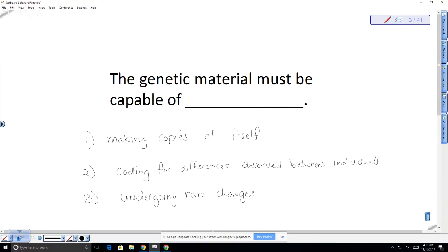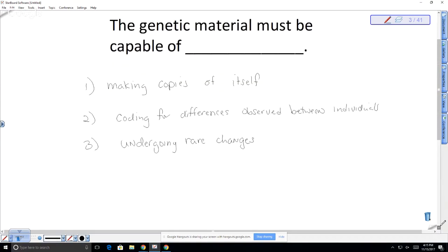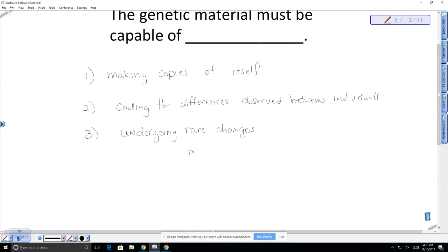A good example of the rare changes would be a mutation. Mutations are random changes in the sequence of nucleotides. It's important to realize that mutations are random. We do not mutate towards a goal. But once we have a mutation, we can have selection, and selection is non-random.